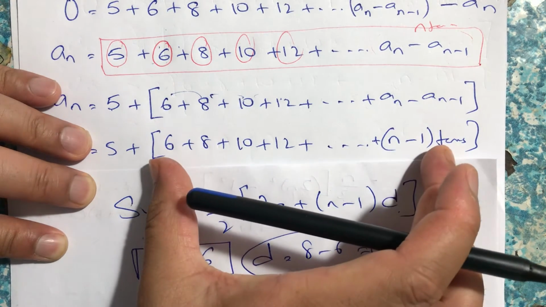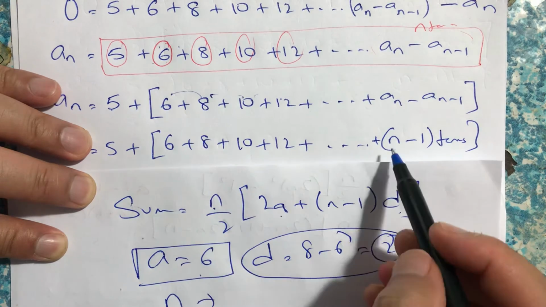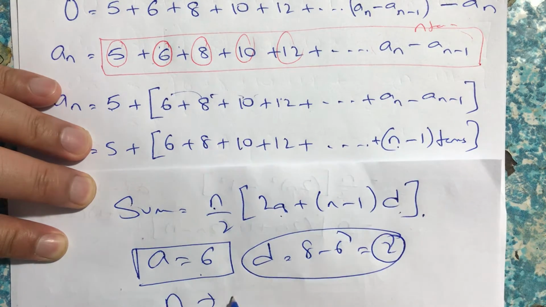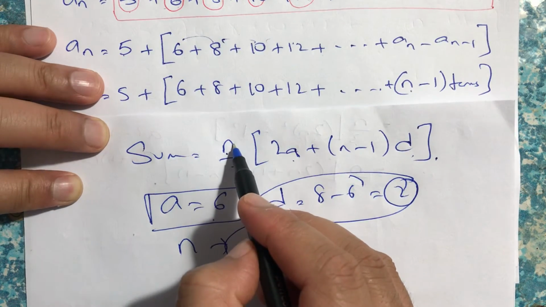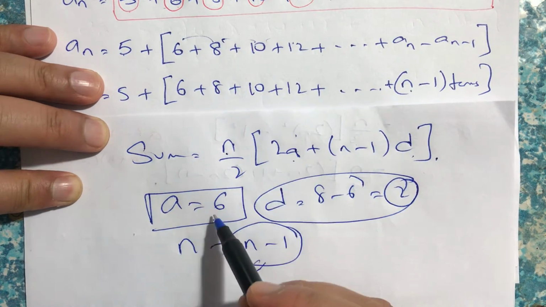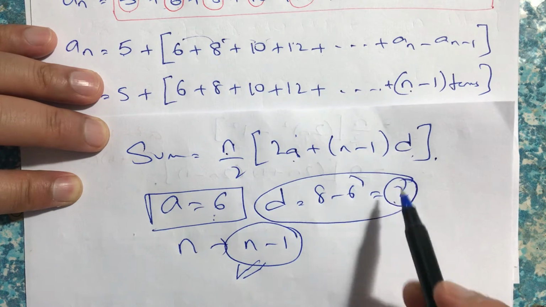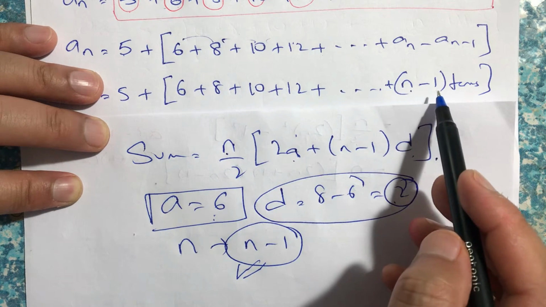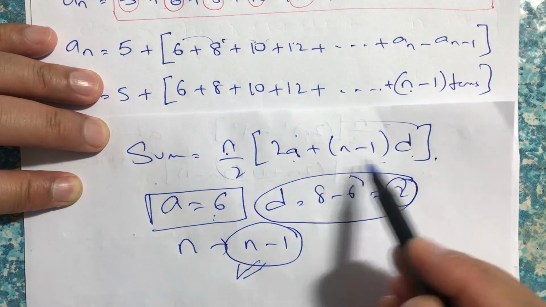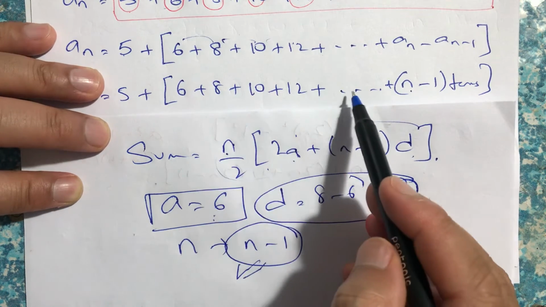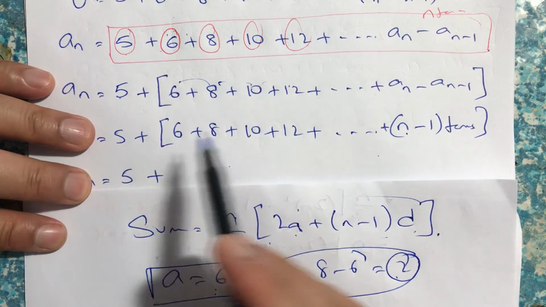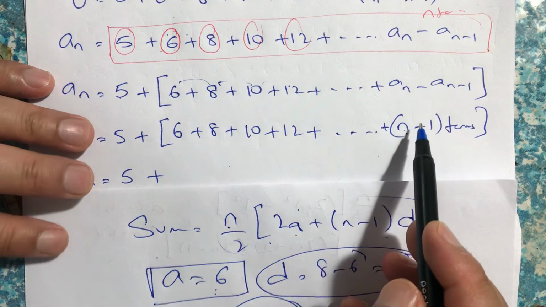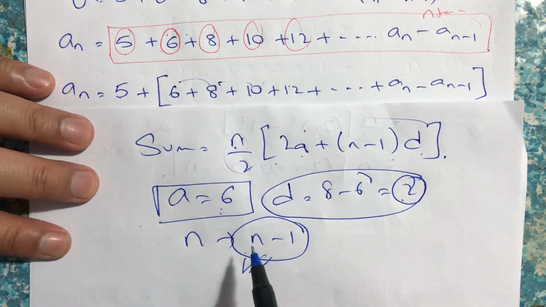So over here, what do we have? The last term, n. Instead of n, we now have n minus 1. So wherever I see n in the formula, instead of n, I'll put n minus 1. Instead of a, I'll put 6, and instead of d, I'll put 2. Because we have only n minus 1 terms, we don't have n terms. This formula is for the sum of n terms, but in this series right now, since we excluded 5, we do not have n terms left. We have only n minus 1. So n over here becomes n minus 1.